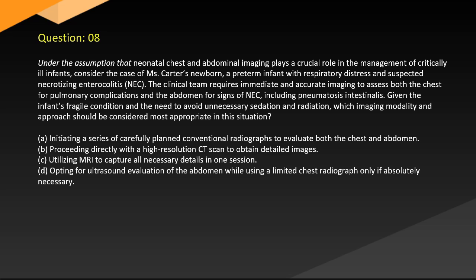A. Initiating a series of carefully planned conventional radiographs to evaluate both the chest and abdomen. B. Proceeding directly with high-resolution CT scan to obtain detailed images. C. Utilizing MRI to capture all necessary details in one session. D. Opting for ultrasound evaluation of the abdomen while using limited chest radiograph only if absolutely necessary.